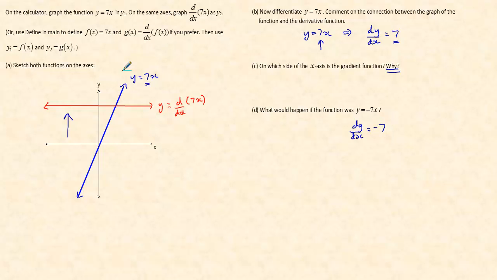If the function had been y equals -7x, then dy/dx would have been -7, and if we'd plotted that gradient function, it would be the line y equals -7 down here. Here we would have a negative gradient, and therefore it would be below the x-axis when we plot the gradient function.